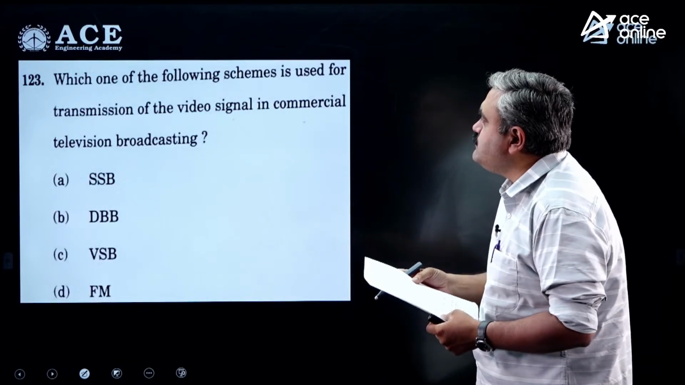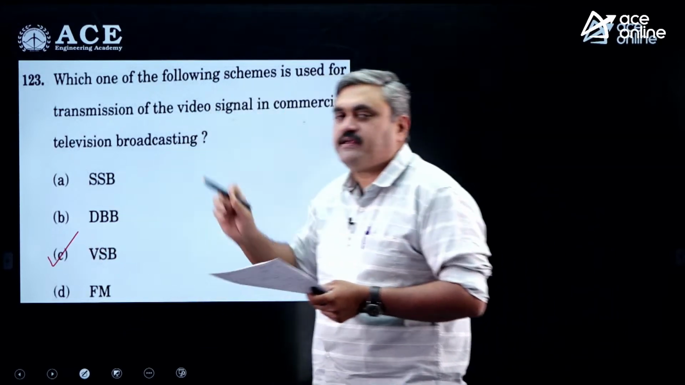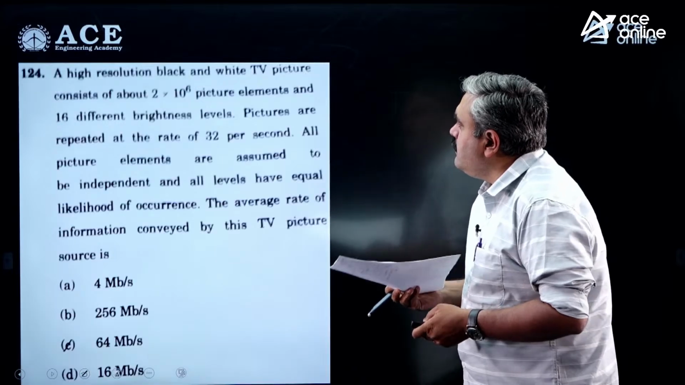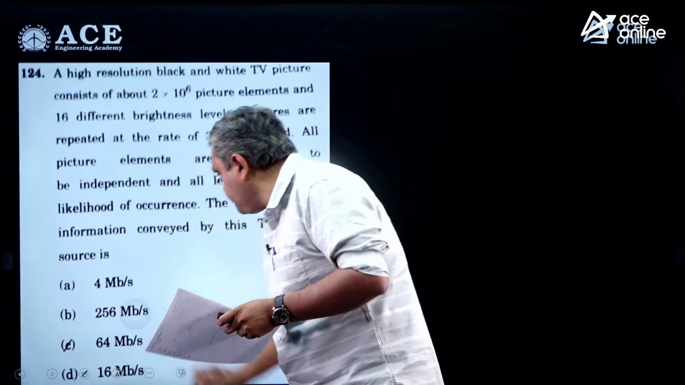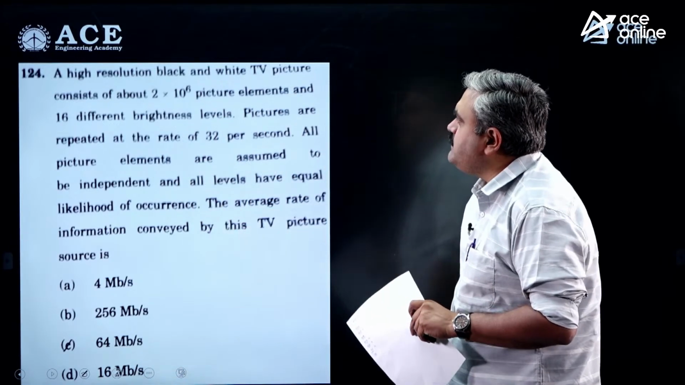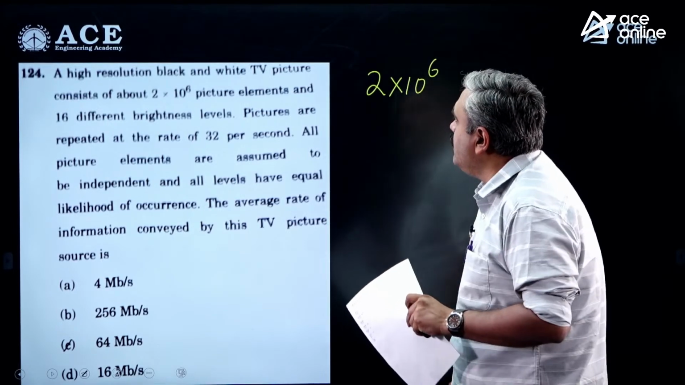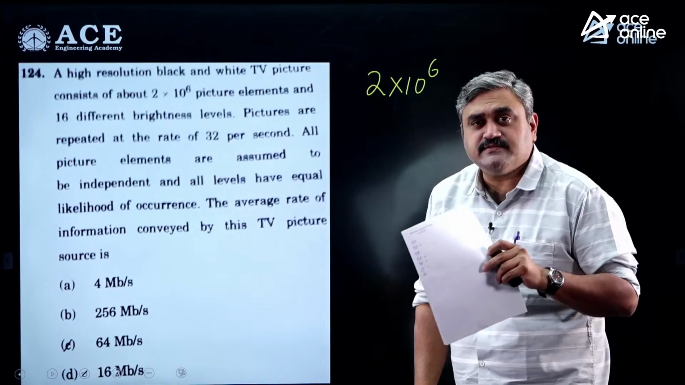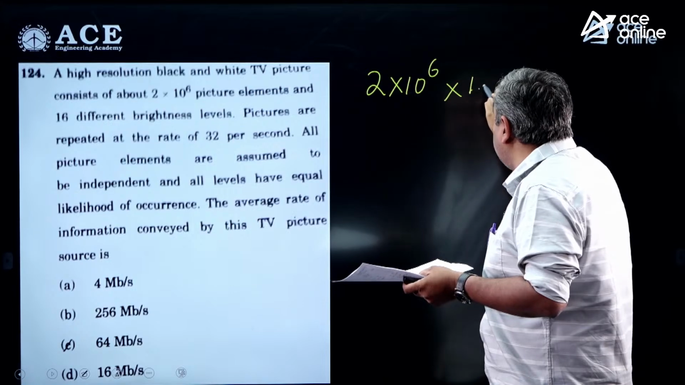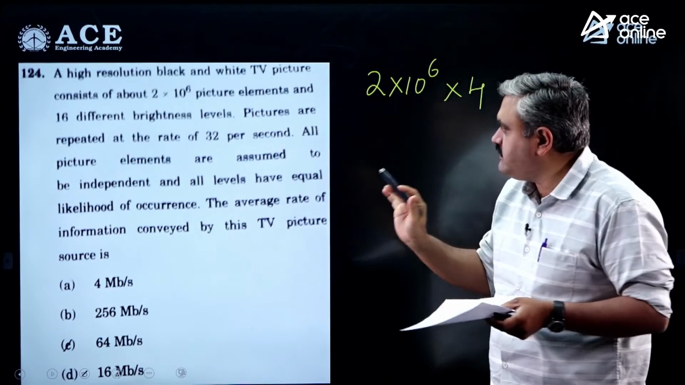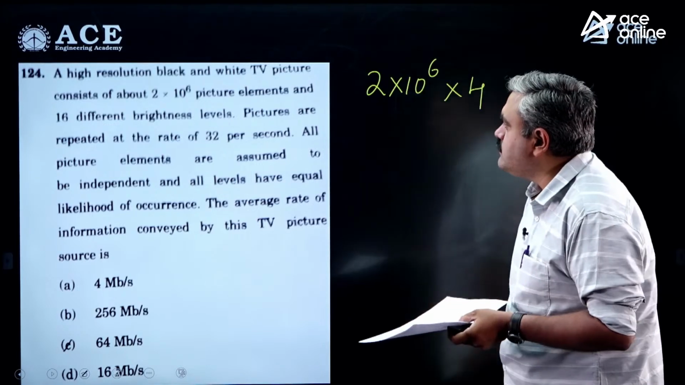Which of the following schemes is used for transmission of video signal in commercial television broadcasting? Standard bit, vestigial sideband modulation. Next, see the data here. He has given as a numerical. High resolution black and white TV picture consists of these many number of picture elements, 2 into 10 to the power of 6. And 16 different brightness levels. 16 different brightness levels means the entropy or the number of bits you require per level will become automatically 4. Don't write that 16 again. Directly 2 to the power of 4, 4 log that value will become 4, log 16 to the base 2.